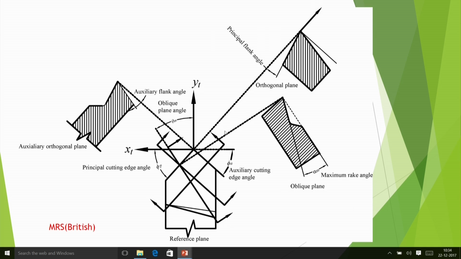In this, which is also called the British system, how do we designate the angles? Just see that. Let us go in the same way, one by one. Top view, this is the reference plane. Like in the orthogonal cutting system, here also you are getting the principal cutting edge here, the auxiliary cutting edge here. So you are getting principal cutting edge angle theta p. This is the principal cutting edge angle, and this is the auxiliary cutting edge angle.